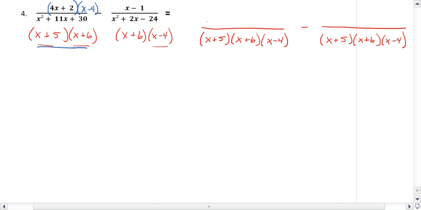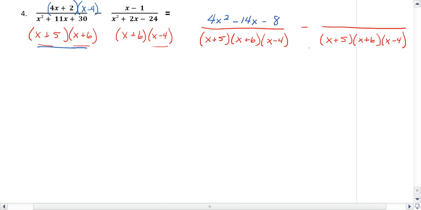So foiling that, we would get 4x squared. The inner product is 2x. The outer product is negative 16x. So if I did that right, I'm seeing a negative 14x. And then 2 times negative 4 is negative 8.